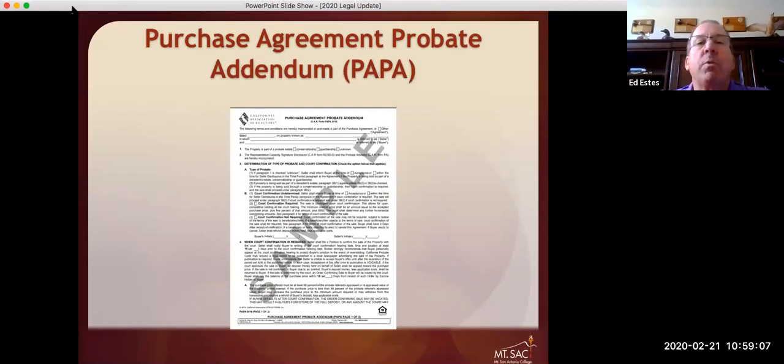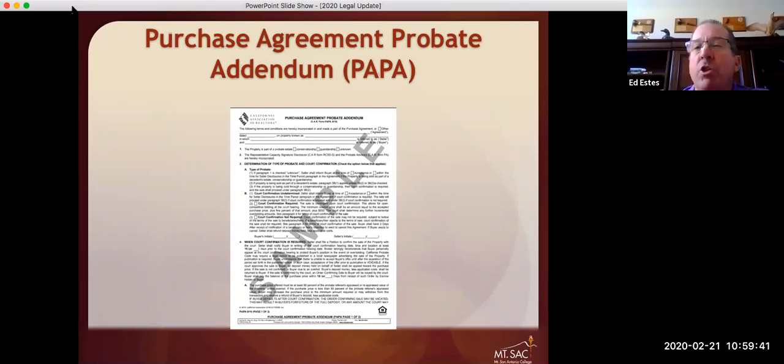The purchase agreement probate addendum. We used to have a probate purchase agreement. CAR is moving away from that. The thinking is we're going to have one single family purchase agreement. The RPA-CA is for a single dwelling, house or condo. If you have multiple dwellings, even a duplex, you should be using the RIPA, Residential Income Purchase Agreement.